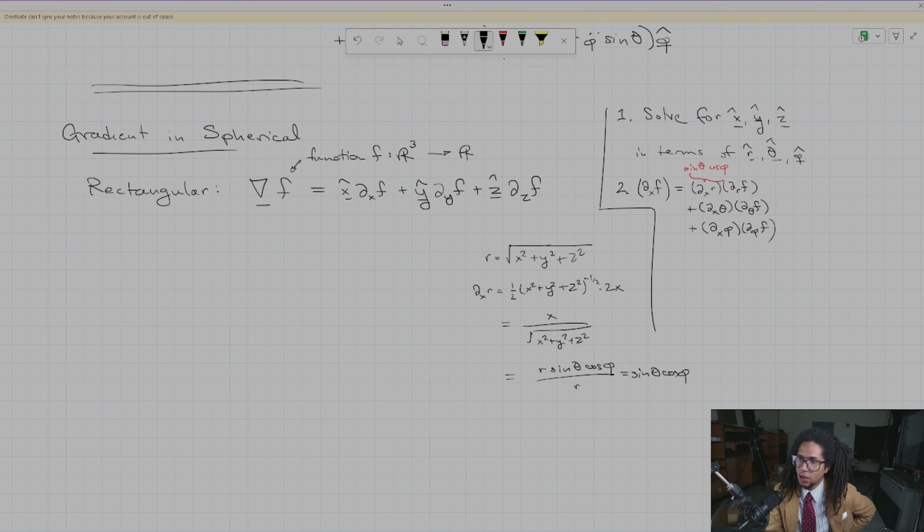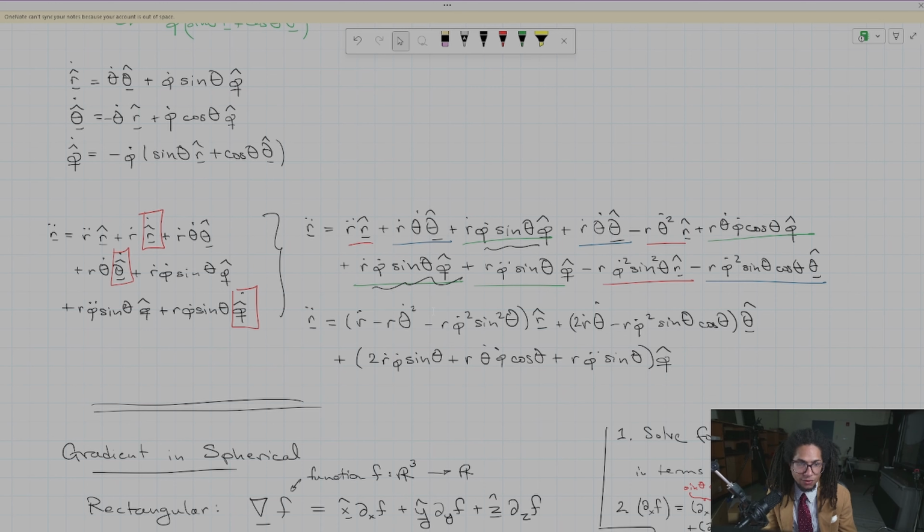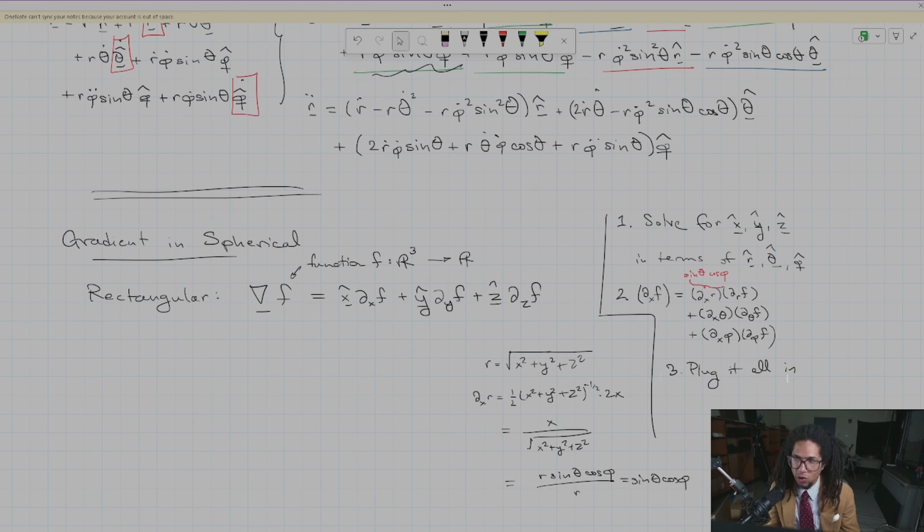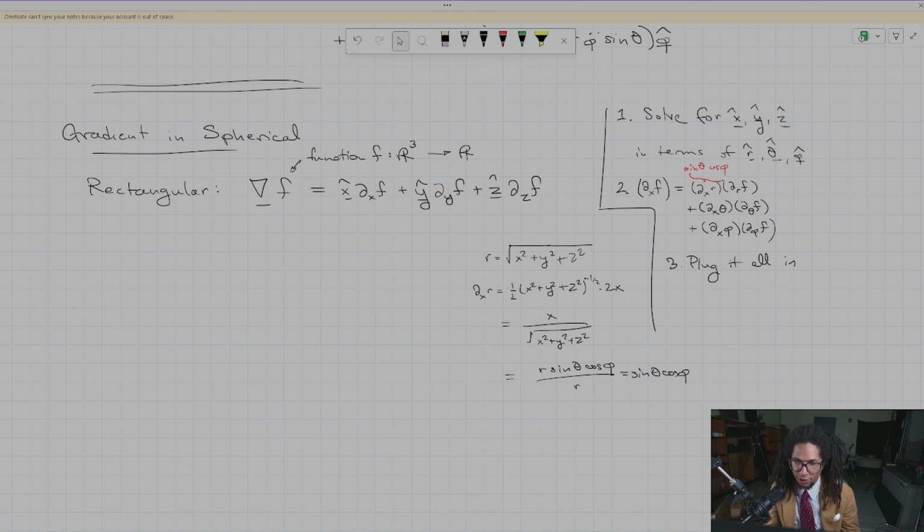Then I would just plug it all in. Again, we've already done the long calculation of figuring out the kinematics for these spherical unit vectors, so I don't also want to do the long calculation in terms of the gradient, but you can figure it out. And in fact, I'll just come back in a second when I have it written down.